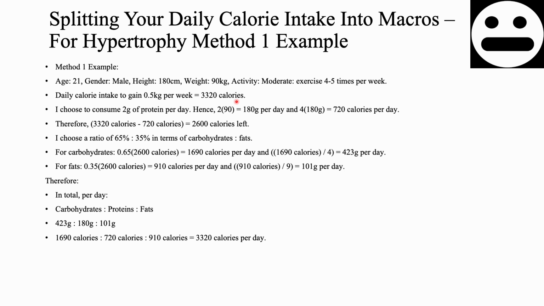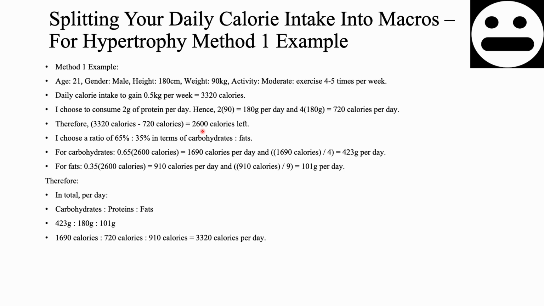Okay? Now, I choose to consume 2 grams of protein per kilogram. Hence, we will do 2 times 90, as this person weighs 90 kg. And here we have 180 grams of protein per day. That's done. Now we convert that into calories. 4 times 180 is 720 calories per day. Now we do 3320, which was the total daily calorie intake, minus 720, and we have 2600 calories left.